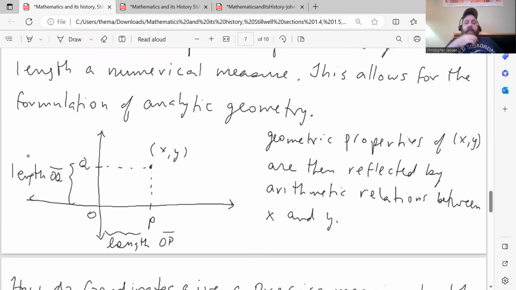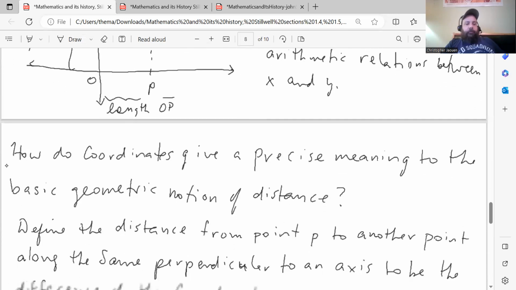If you have a point in the plane, (x, y), the coordinates are given in terms of the lengths of a horizontal distance on the horizontal axis and a length on the vertical axis. So here, length OP is what we call the x coordinate, and length OQ is what we call the y coordinate of the point. And with this formulation, geometric properties of (x, y) are then reflected by arithmetical relations between x and y. Analytic geometry is the way that people think about things nowadays. So this should be pretty familiar to you.